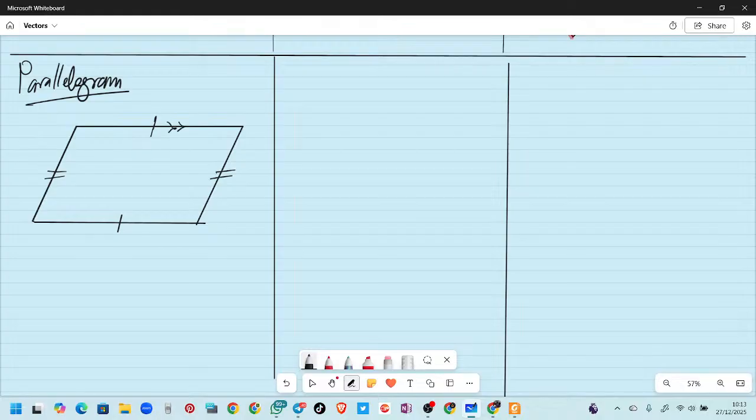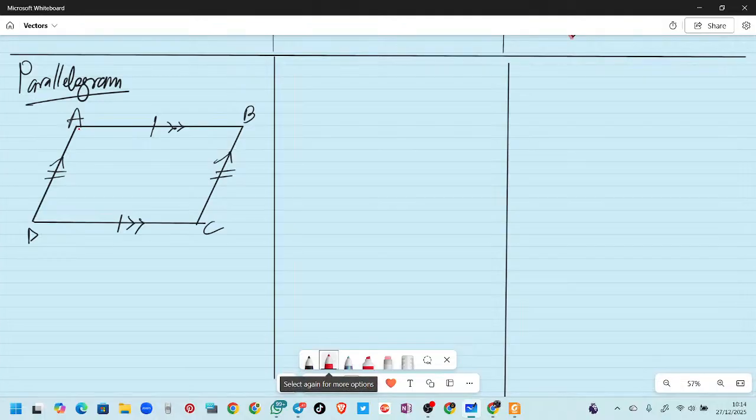So this and this move in one direction, and the other two move in another direction. That's why some of the arrows are 2, some of the arrows are 1. Now with a parallelogram, when you are labeling them, you should label them clockwise or anti-clockwise. So A, B, C, D, right.